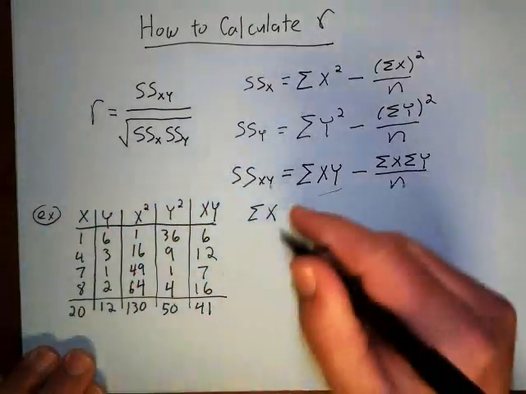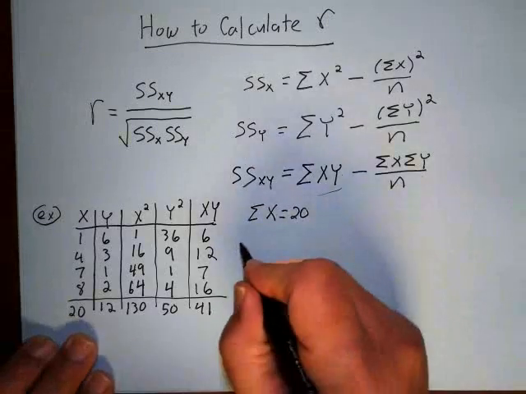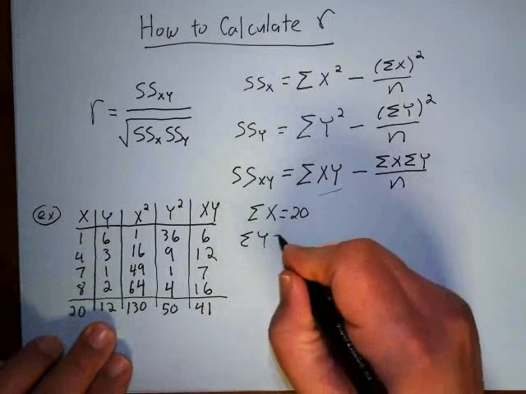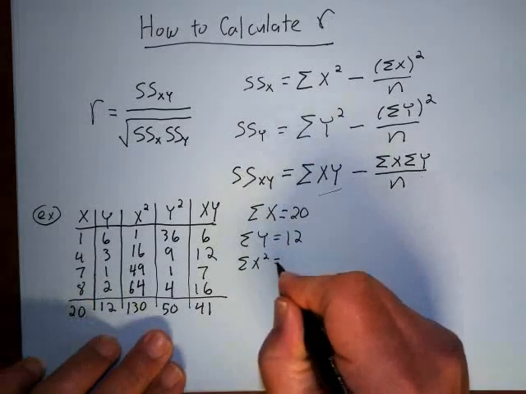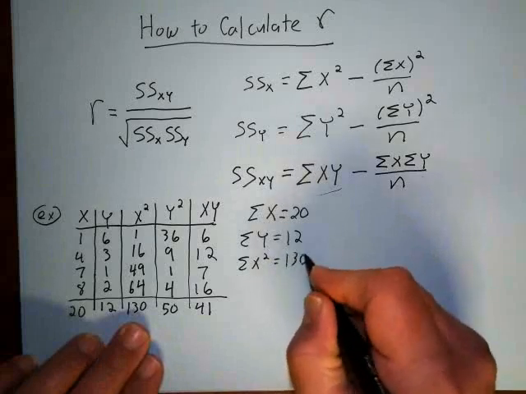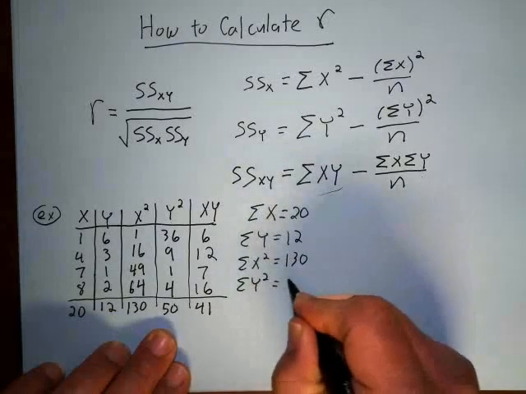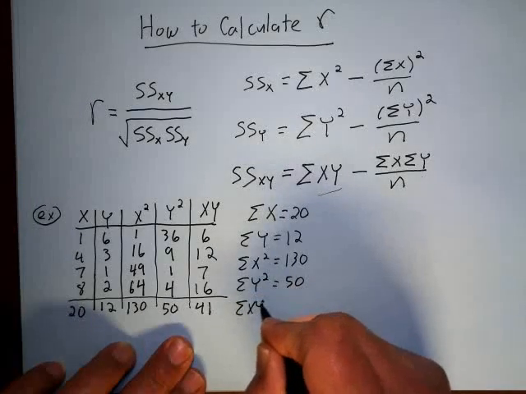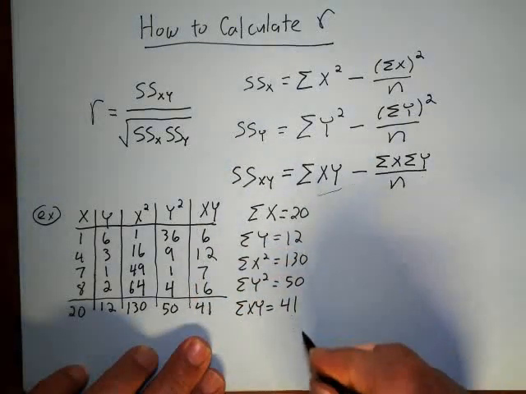But this column here, the total you got there was the sum of x. And then the sum of y would be the sum of this column, so that would be 12. This would be the sum of x squared, which is 130. And then this would be the sum of y squared, which is 50. And then the sum of x times y is this column here, which is 41.